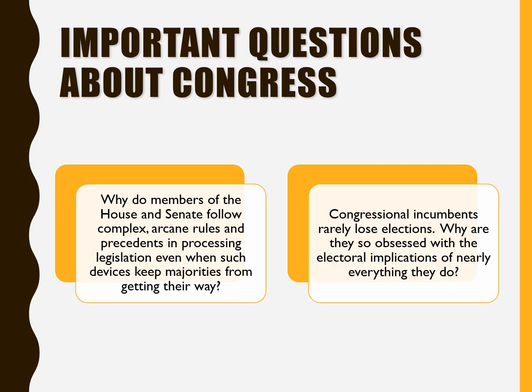There are really no limits to the questions we can ask about Congress, but perhaps two of the most important are: why do members of Congress follow complex, arcane rules and precedents in processing legislation, even when such devices keep majorities from getting their way? In fact, we could ask whether it is true that they follow these methods, or whether these methods are used as a way of not doing things that members of Congress actually prefer not to do.